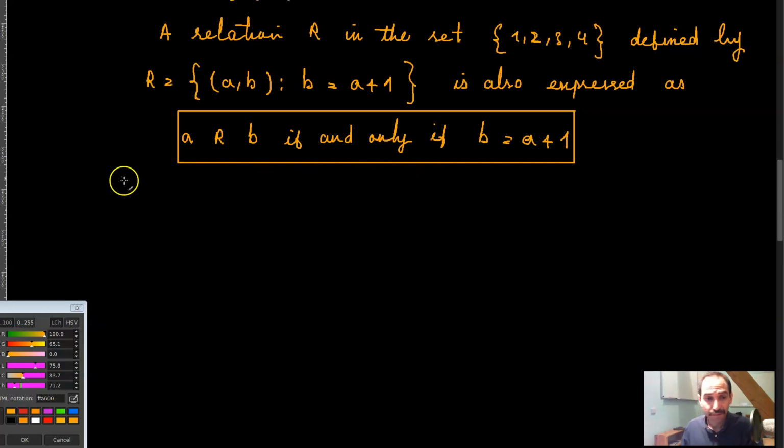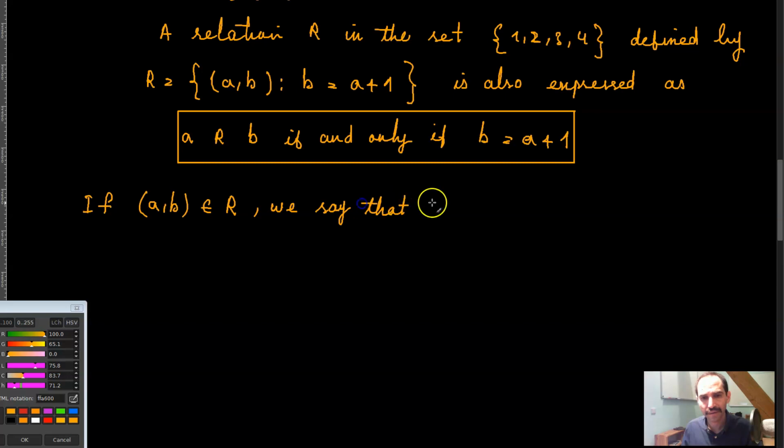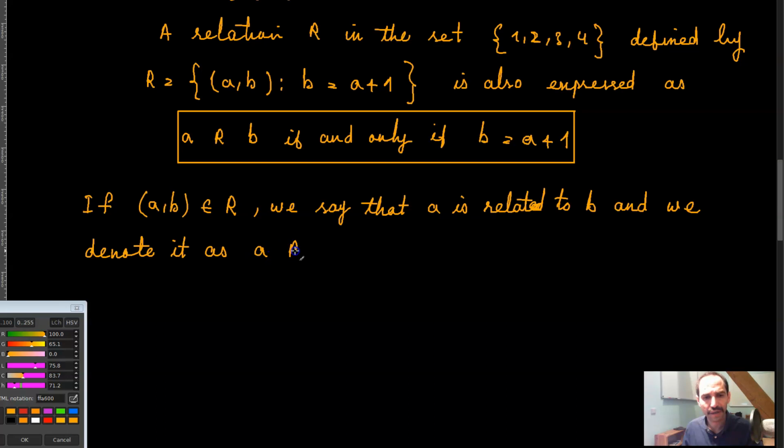Now, if (a, b) belongs to R, we say that a is related to b, and we denote it as aRb.